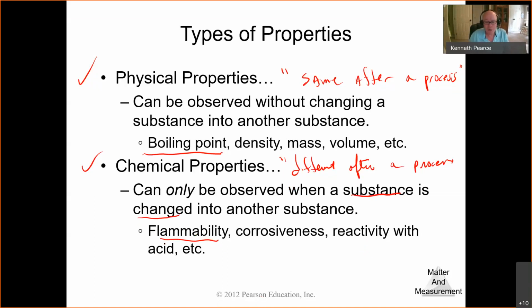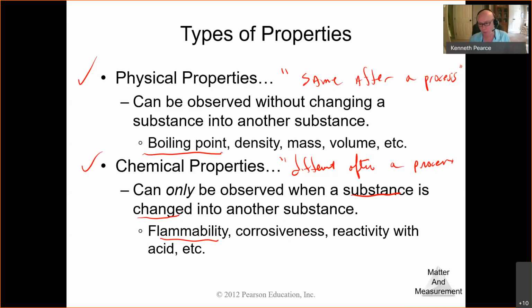Okay, but after you've checked the flammability, is it the same thing? No, it's burned. It's different. Corrosiveness means whether it'll pit metal, and once it's pitted the metal, it's not the same thing anymore. Okay, so the substance has changed into another substance, but really when you look at it, is it the same or different after this property?